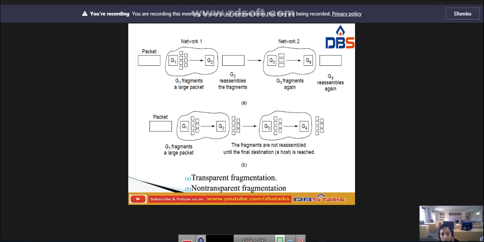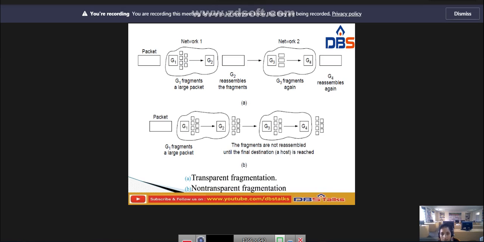In this approach, when an oversized packet arrives at G1, the router breaks it into fragments. So in this G1, if we get a large packet, it will be divided into a number of small packets, that is, into fragments.